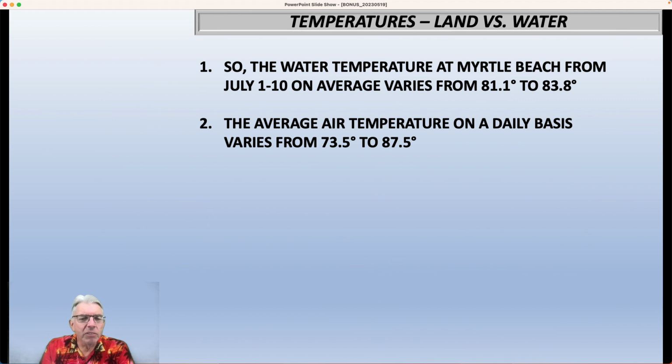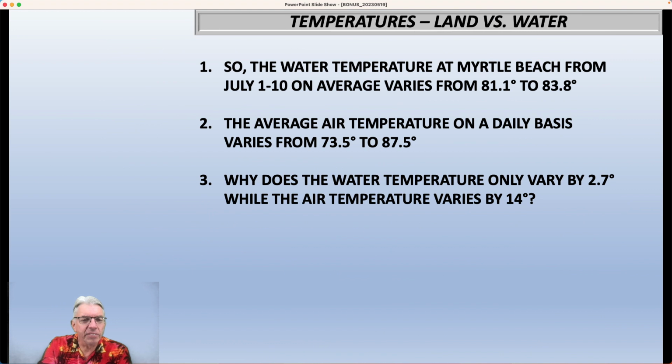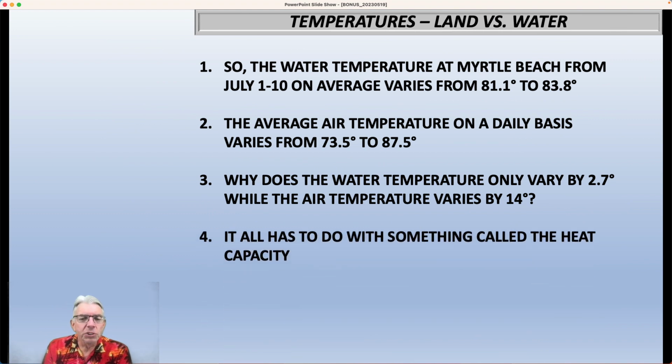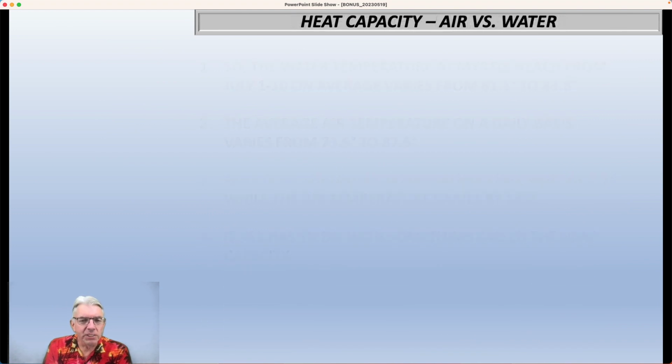The water temperature at Myrtle Beach from July 1st to the 10th on average varies from 81.1 to 83.8, okay? The average air temperature on a daily basis at Myrtle Beach from July 1st to July 10th varies from 73.5 in the morning to 87.5 in the afternoon. So why does the water temperature only vary by 2.7 degrees during the course of maybe a given day, while the air temperature varies by 14? Well, it all has to do with something called the heat capacity.